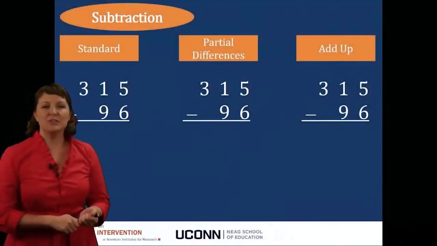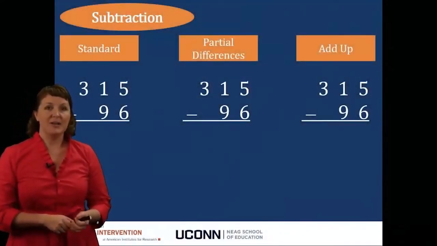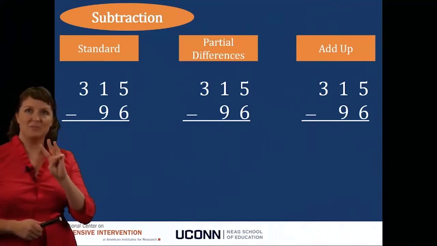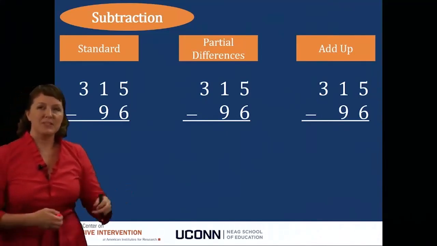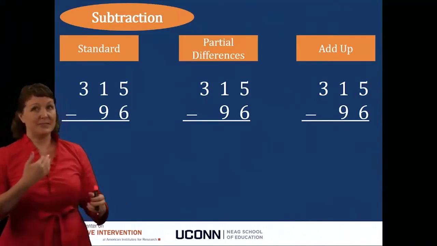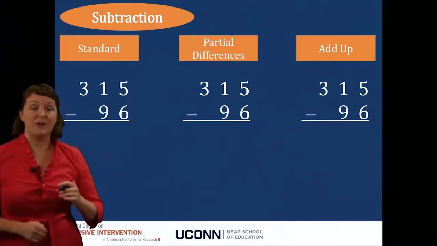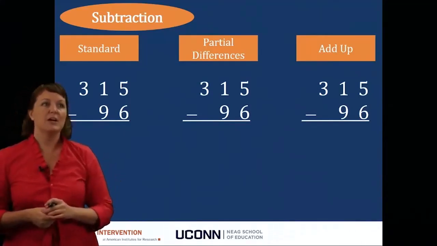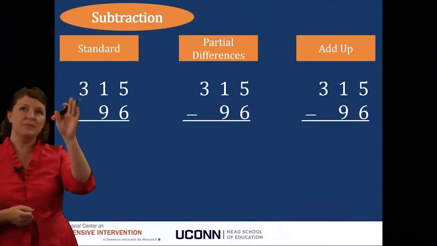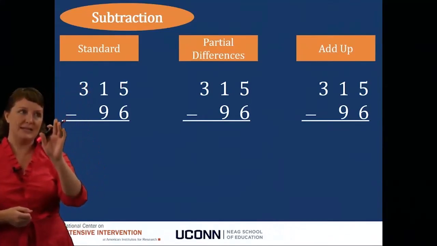All right, so we just learned 2 algorithms for addition. Now we're going to learn 3 for subtraction. So we first have our standard algorithm. This is how I learned to subtract. It's likely how you have also learned to subtract. So here I'm going to subtract 315 minus 96.